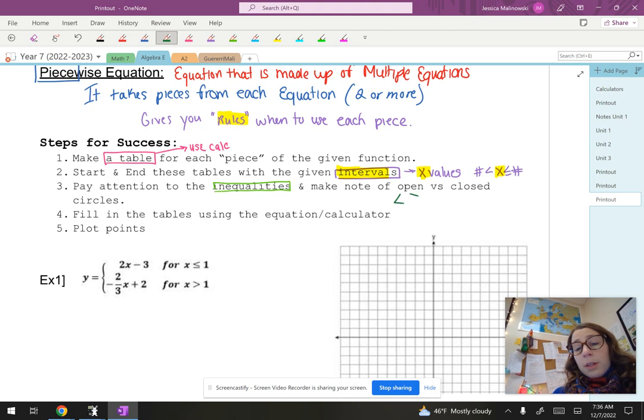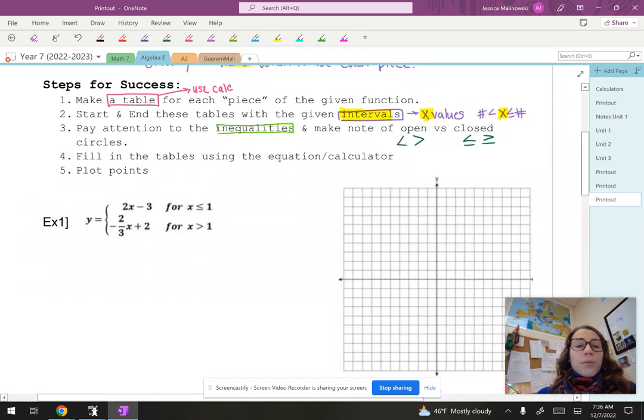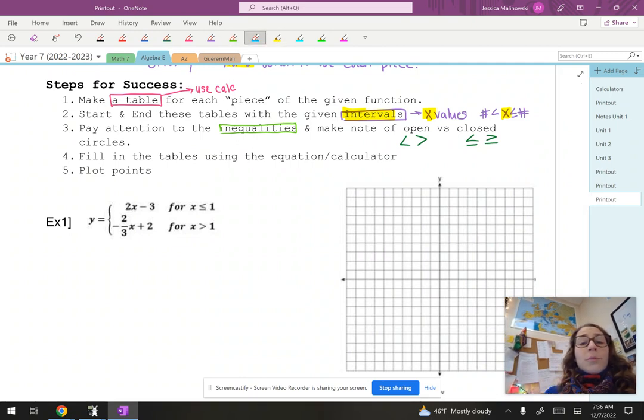Open circles are going to be those just plain less thans and just plain greater thans, not the ones with the lines underneath it. And the closed circles are going to be if they have those lines underneath it, if they are or equal to. Step 4, you're going to fill in the tables using your equation/calculator. Calculator would be working smarter instead of harder. Remember, to get to that table, you're pressing second and then the graph button.